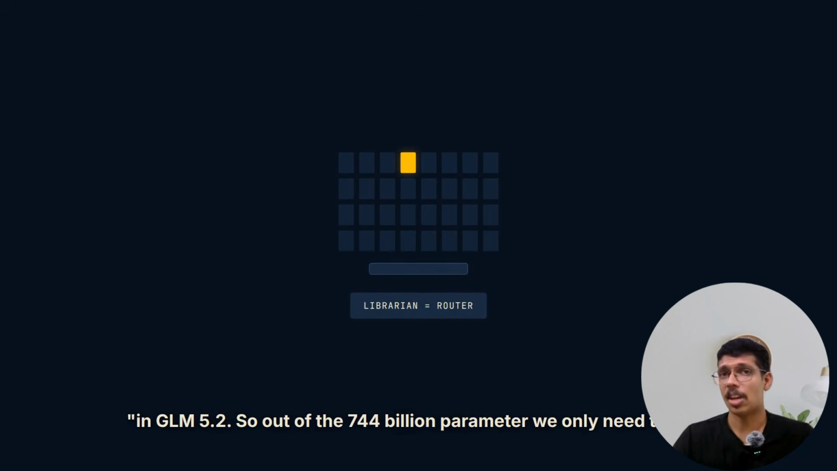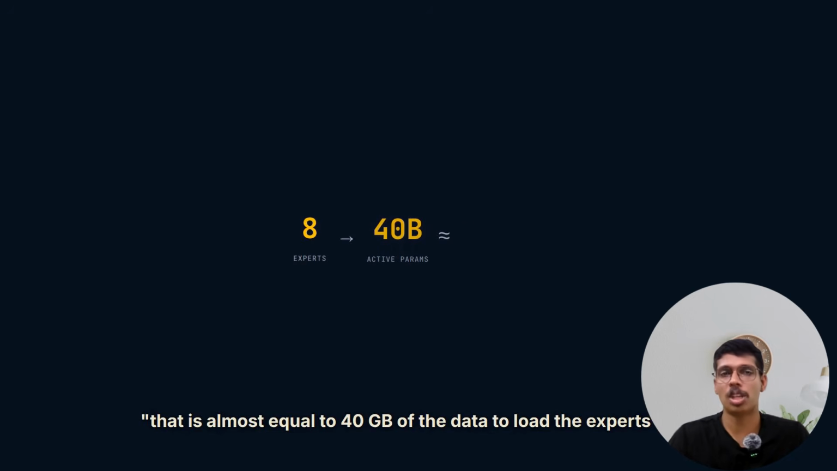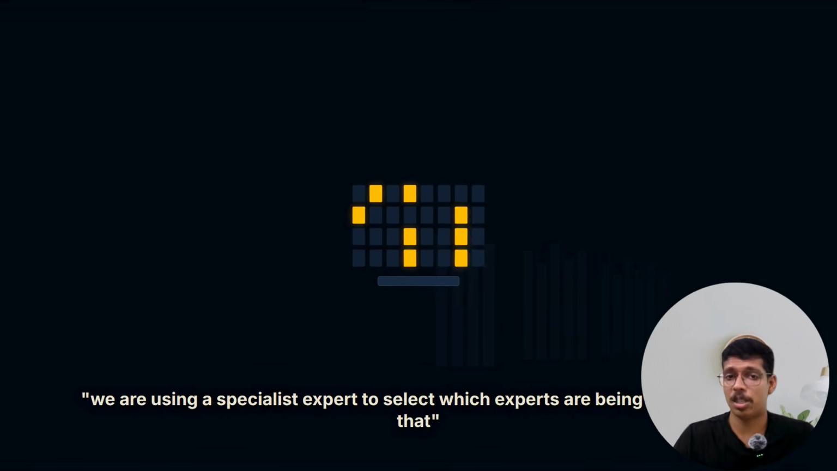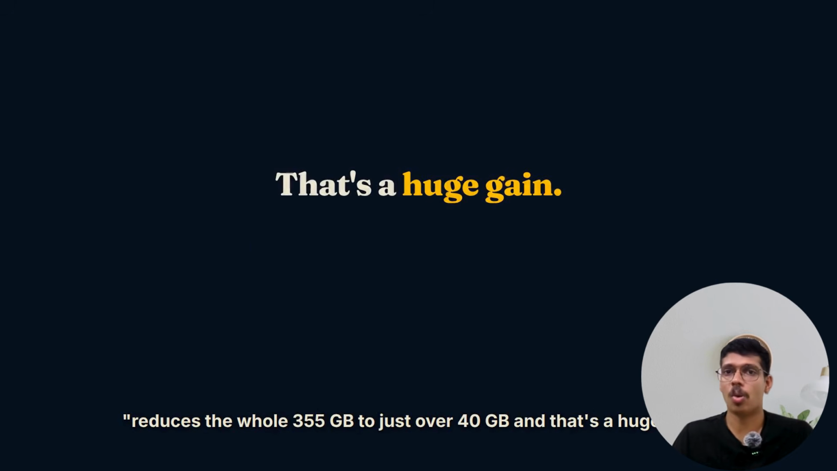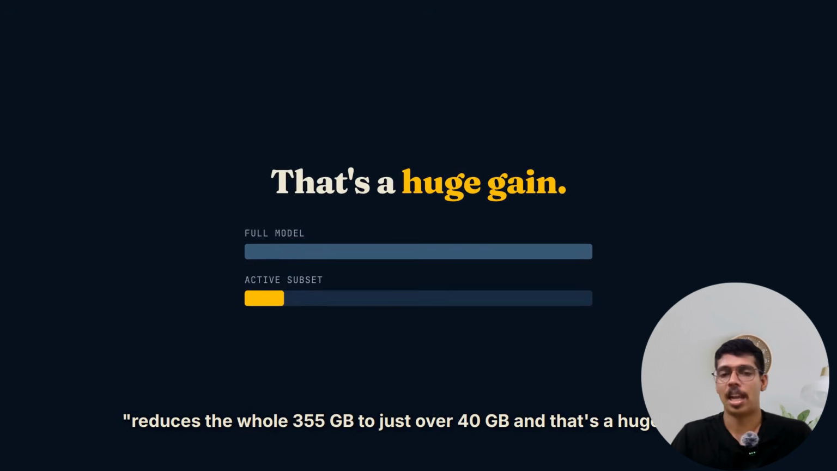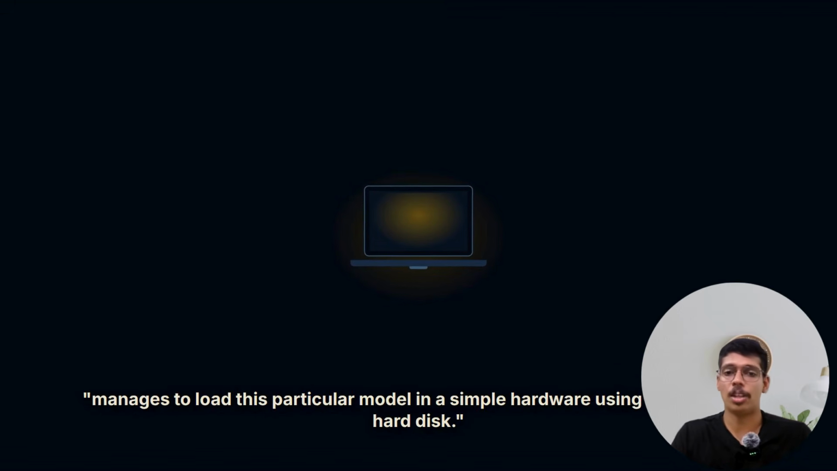So out of the 744 billion parameters, we only need to use 40 billion, or 8 experts at a time, which is almost equal to 40 GB of data to load the experts. We use a specialist router to select which experts are used, and that reduces the whole 355 GB to just over 40 GB, and that's a huge gain. That is the first step of the huge gain, where he manages to load this model on simple hardware using RAM and the hard disk.